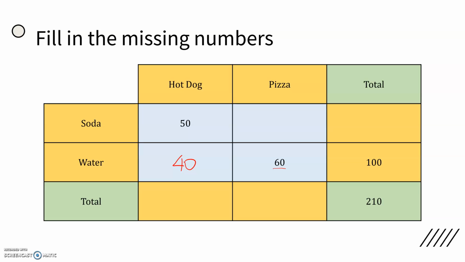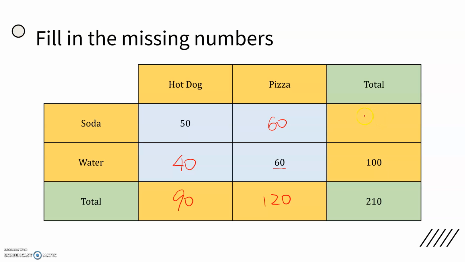Okay, now with this 40, we can work vertically. So we have 50 and 40. That means the total number of people who eat hot dogs will be 90. Now, similarly, there are 90 people who eat hot dogs, and in total there are 210 people. So we just use 210 take away 90. We get 120 people who eat pizza. Now, there's 60 here, so that means the missing number here should also be 60 because 120 take away 60 will give us 60.